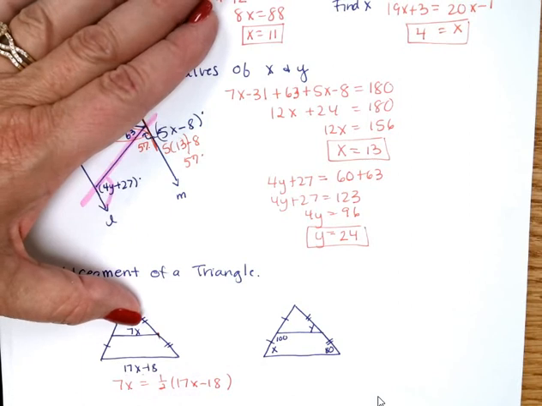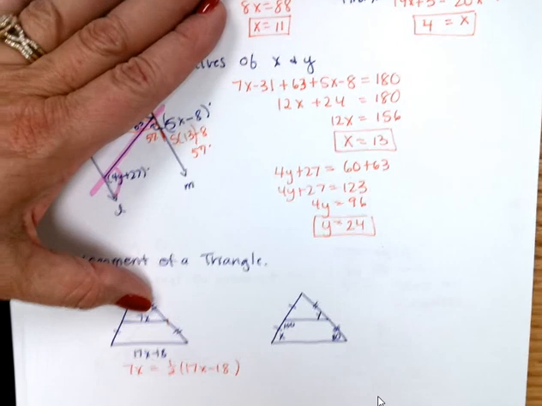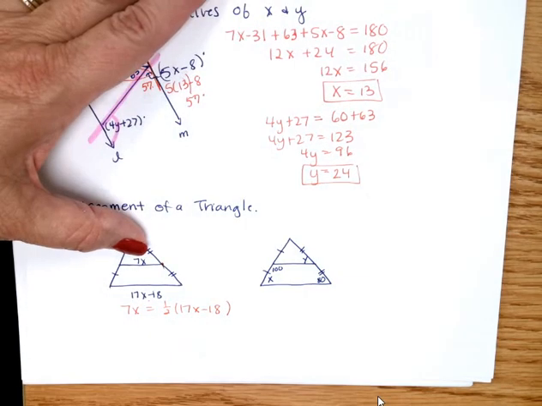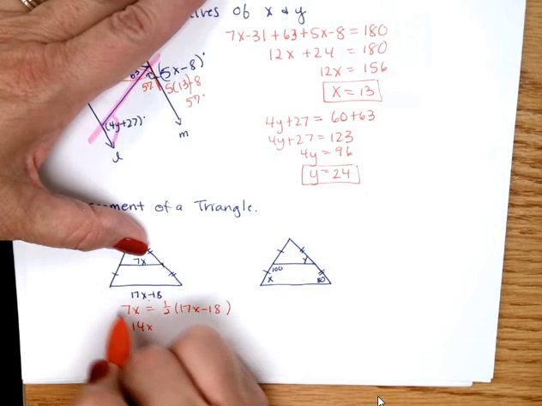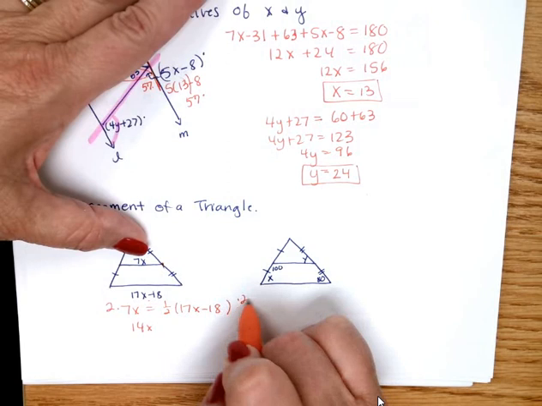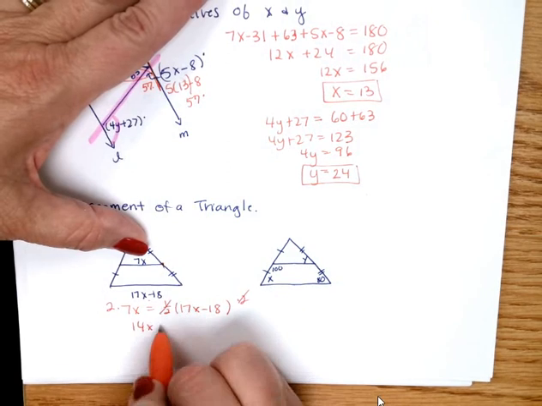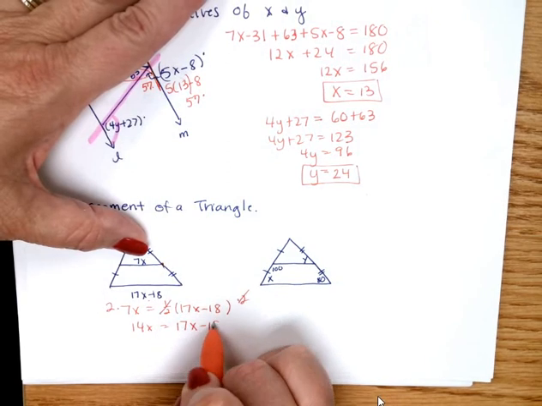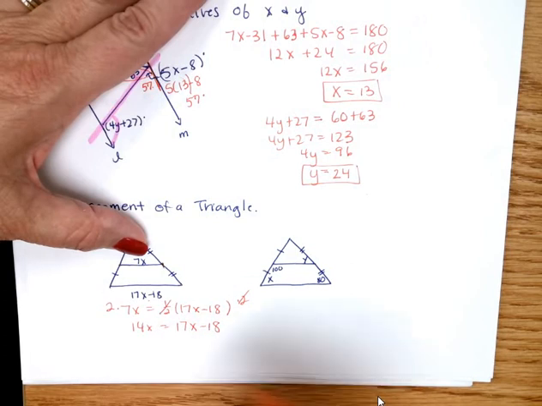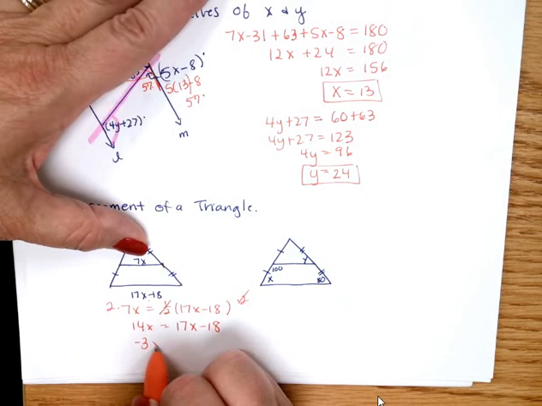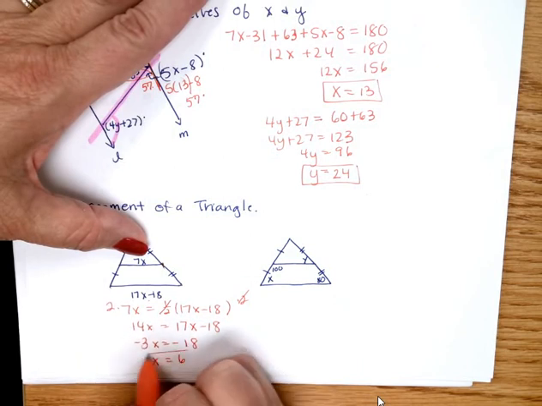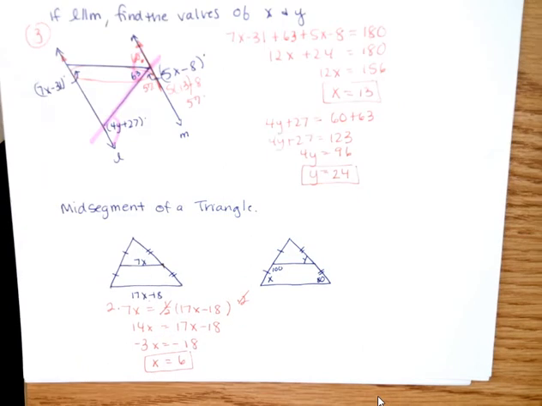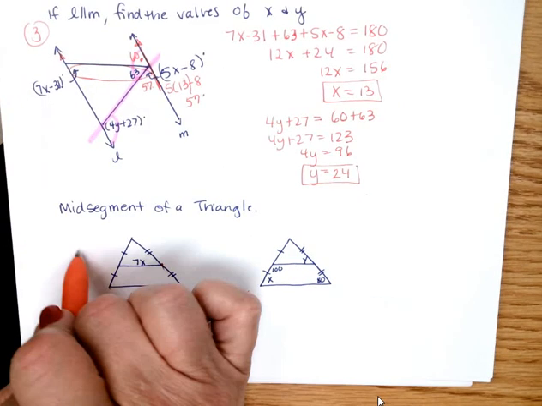Now I can either A, clear my fraction, or B, distribute. I'm going to clear my fraction. So 14x, that means I multiply everything by 2, so that'll cancel out. So 14x equals 17x minus 18. I'm going to bring my 17x over, so negative 3x equals negative 18. Divide by negative 3, so my x is 6. I didn't ask you to find x, but that's what we're going to find for number 4, sorry.